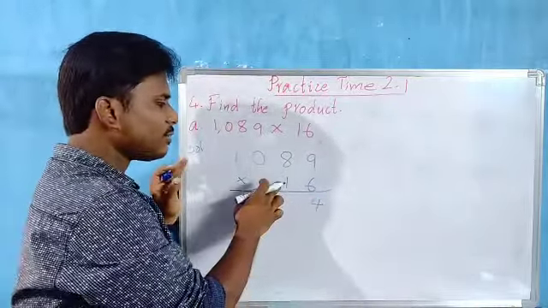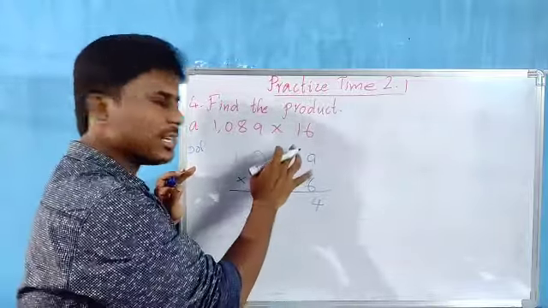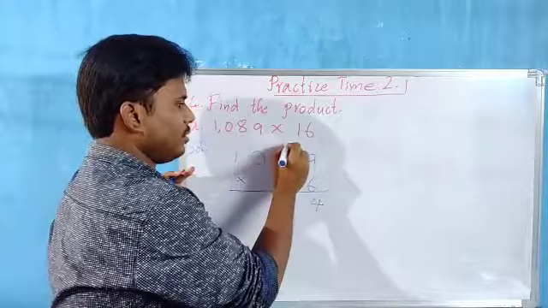As you see here, the tens place is 1. We will not get any regrouping, children. So let us place regrouping 0 only, children. So 5.